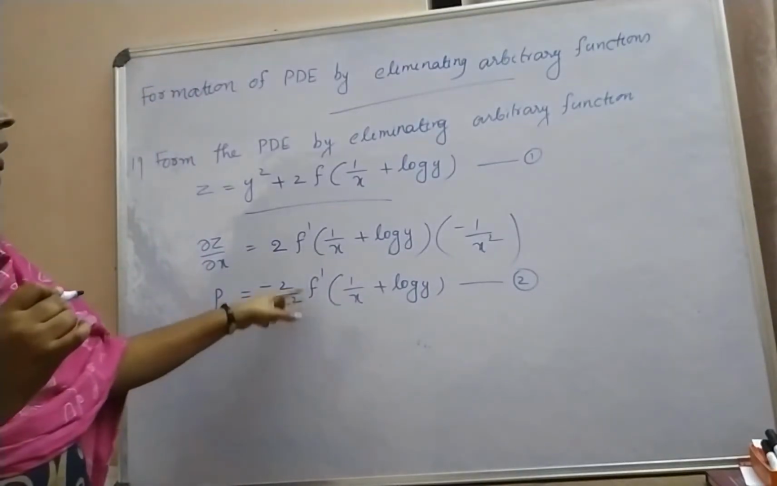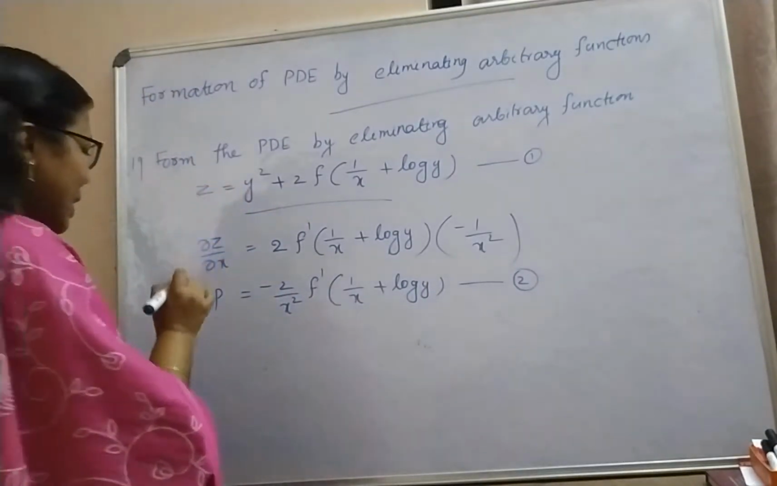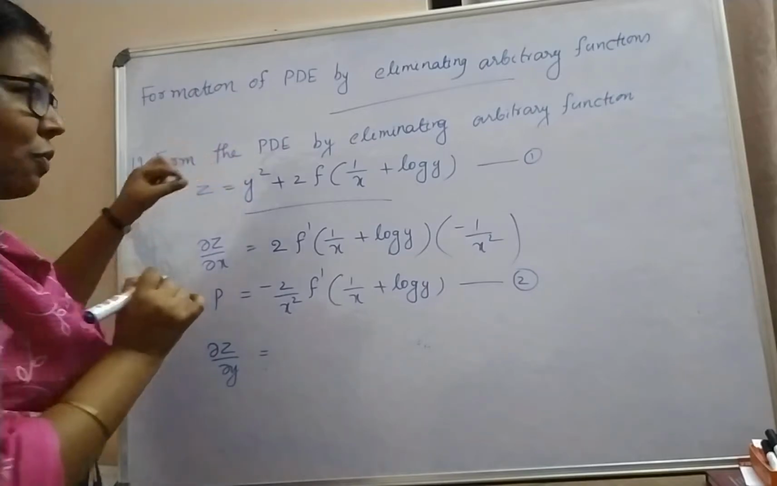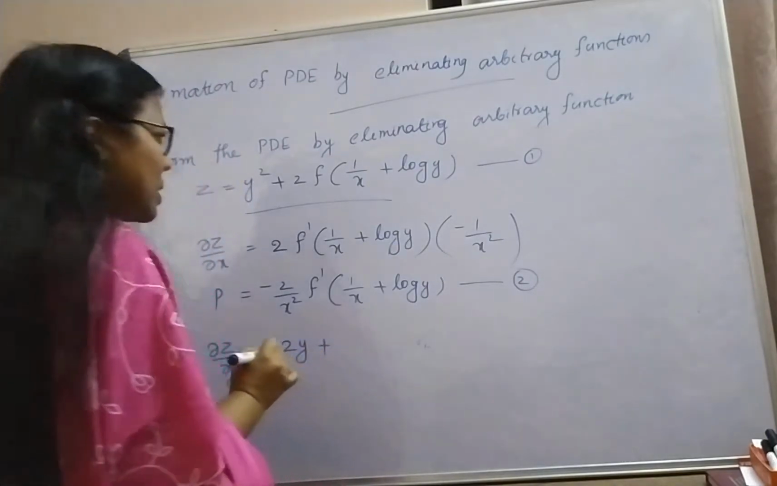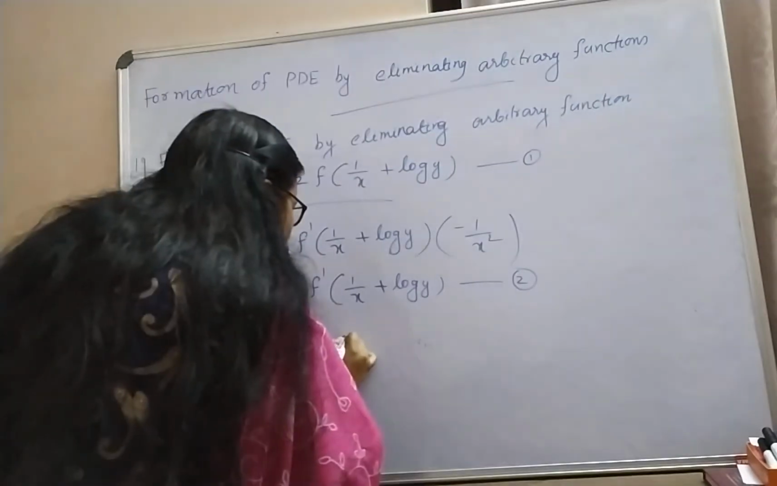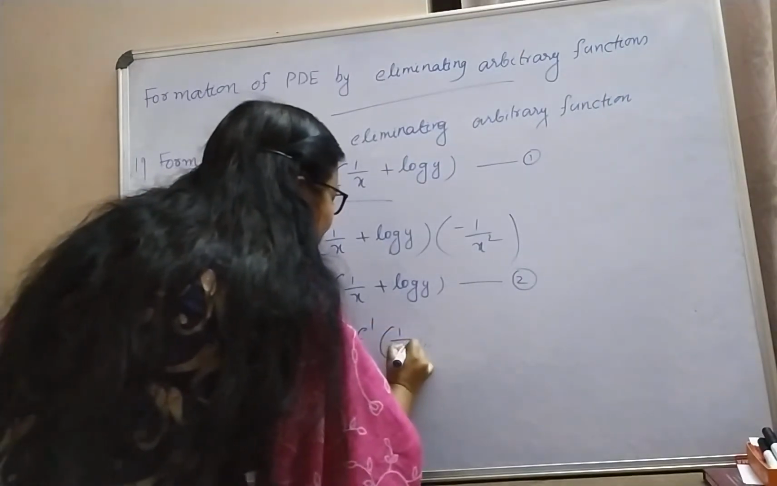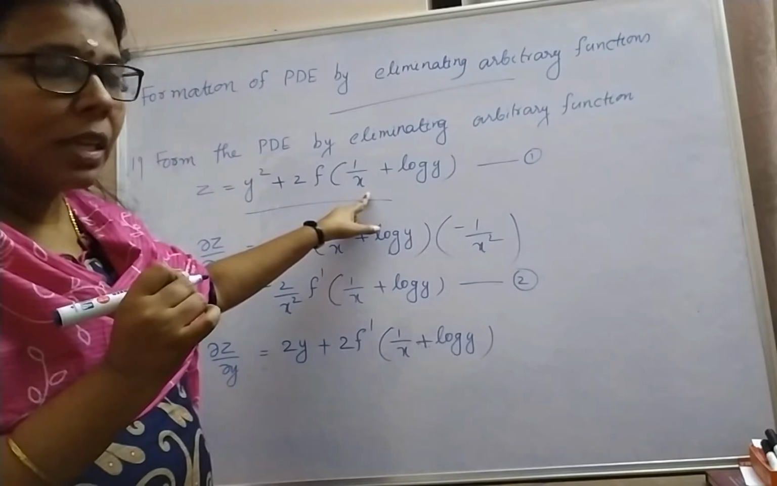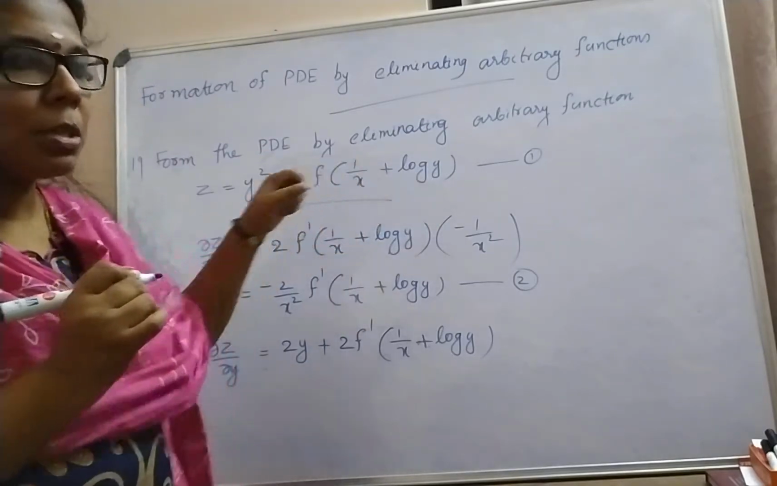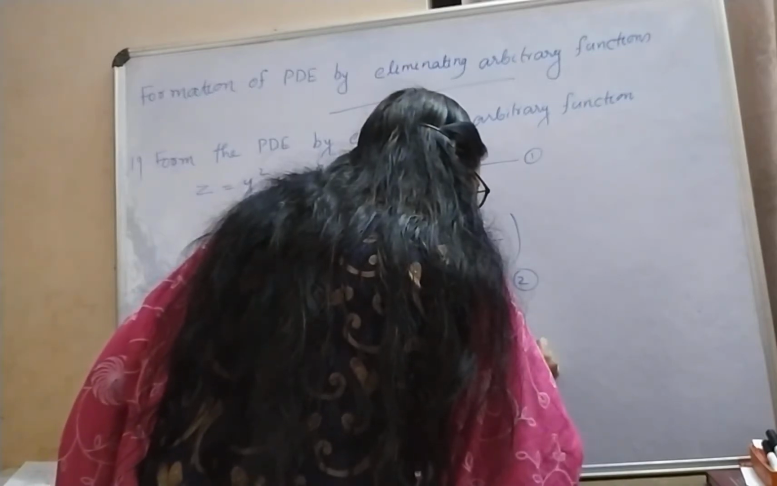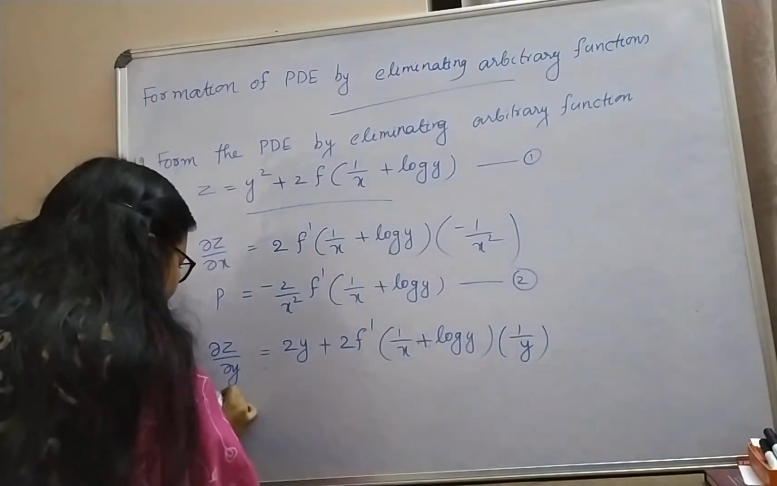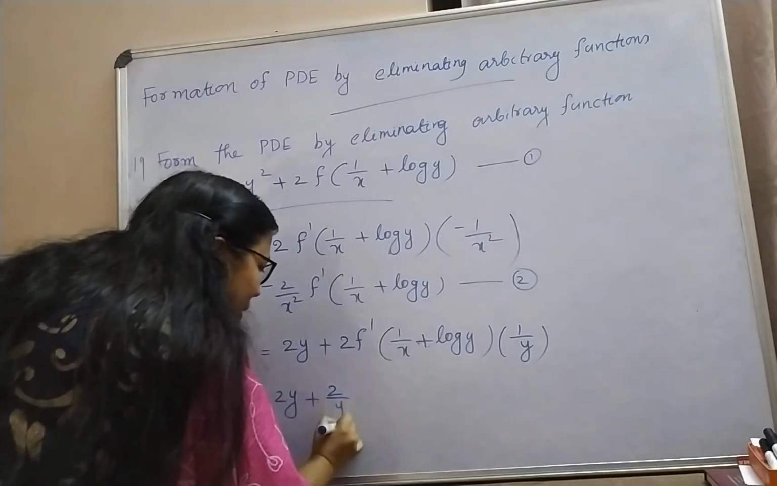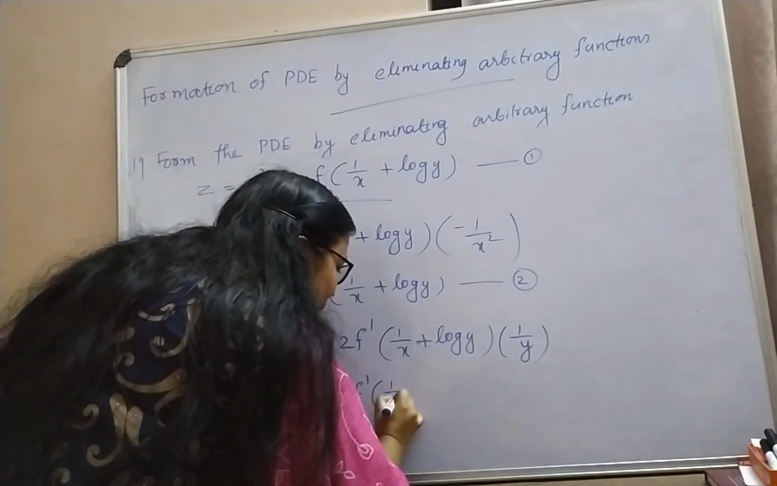Then partially differentiating equation number 1 with respect to y, we get dou z by dou y equal to partial derivative of y square with respect to y is 2y, plus partial derivative of this function is 2 into f dash 1 by x plus log y into partial derivative of 1 by x with respect to y, which is 0. Partial derivative of log y with respect to y is 1 by y. That is, q equal to 2y plus 2 by y f dash 1 by x plus log y. Put it as equation number 3.